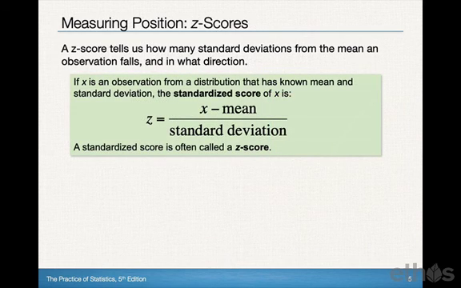Okay, a different way to measure a data point's position in a data set is called a z-score. The benefit of a z-score is you're able to compare a score on one test with a score on a different test with perhaps a different number of students taking it or a different grading scale.